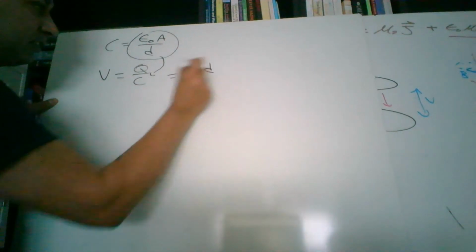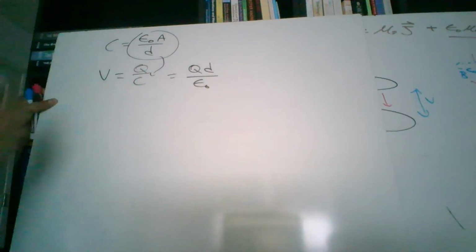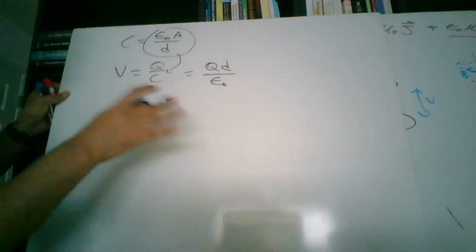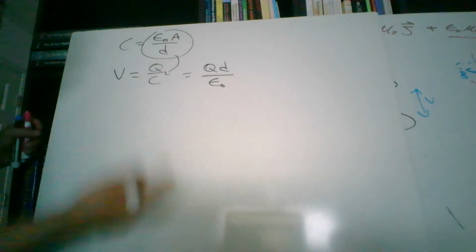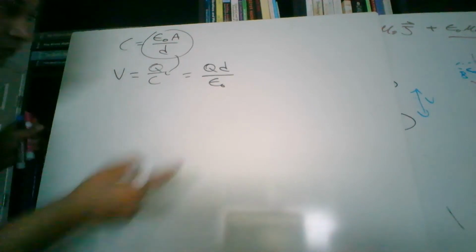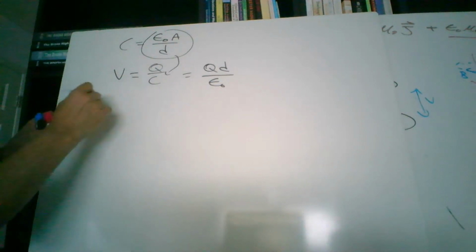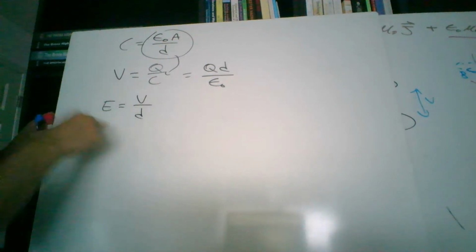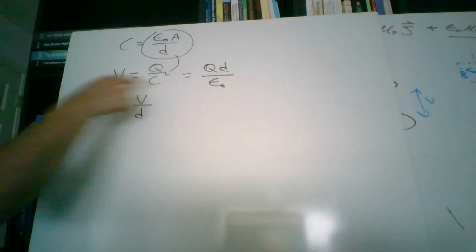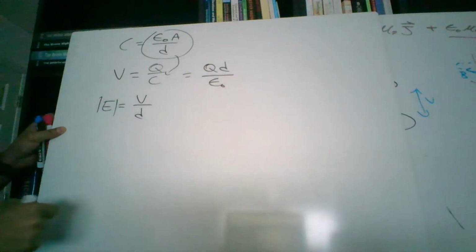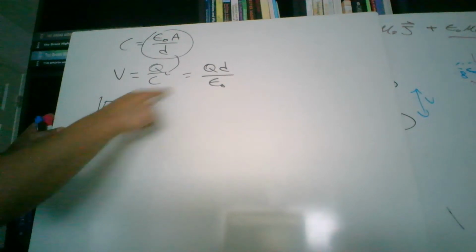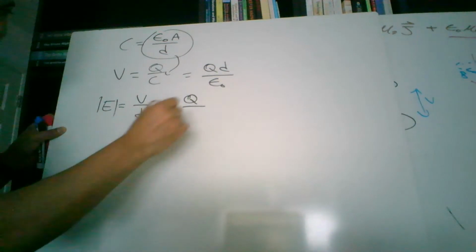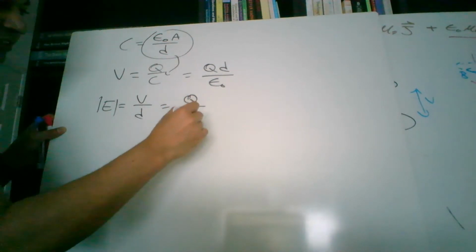So Q times D divided by epsilon naught A is the voltage, but we also have that electric field. Now, the electric field equation, the magnitude of the electric field I should say, is given by the voltage divided by the displacement. So the electric field is given by the voltage divided by the distance, the magnitude of it at least. And so the voltage is given by QD over epsilon naught A. So when I substitute for V, this term right here, we get Q over epsilon naught times A.